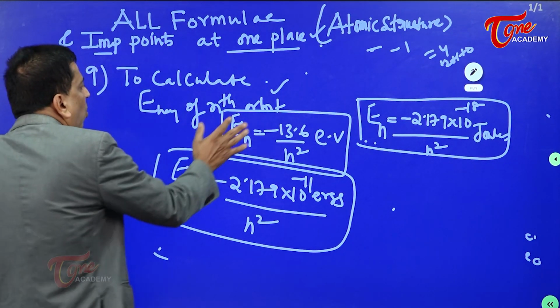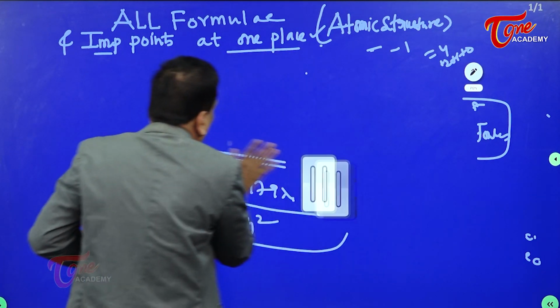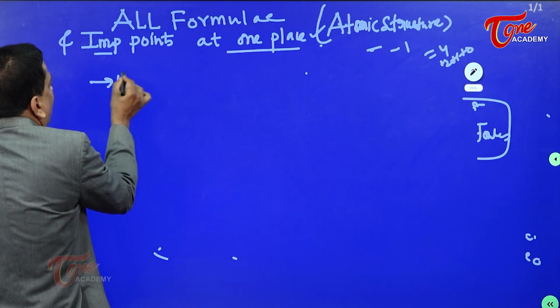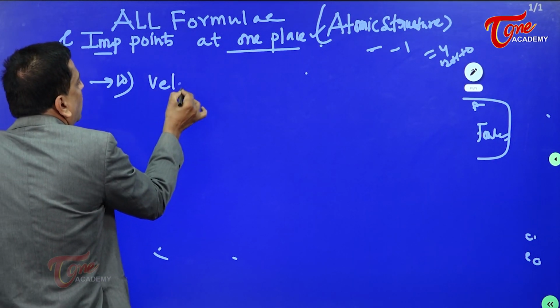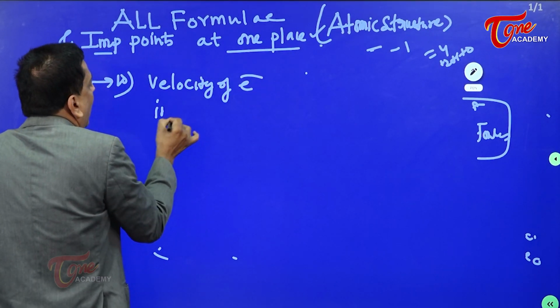And then I go for the 10th one. Now, what is the 10th one here? Now, here is another question. Mind you that for the 10th, he will ask you the velocity of the electron in the nth orbit.